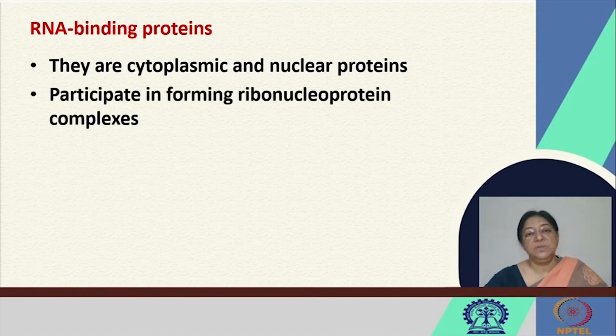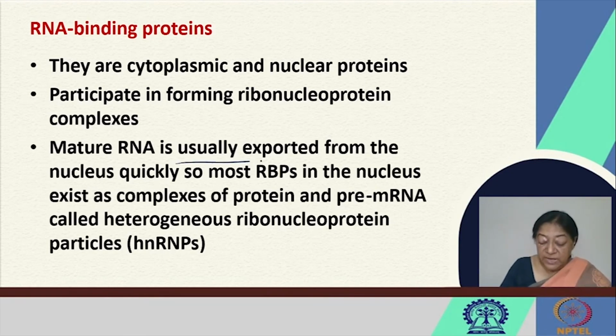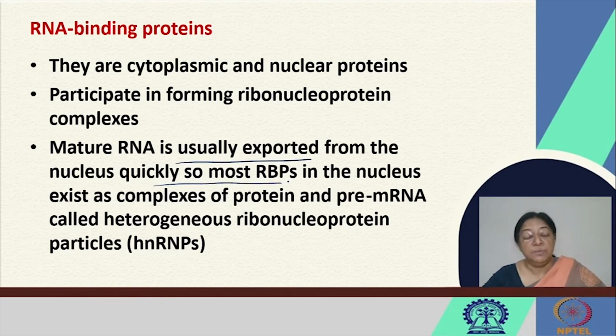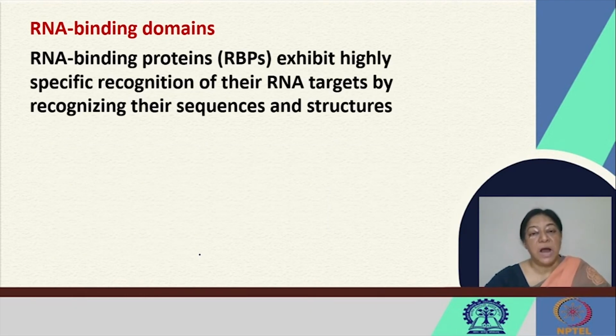They also participate in the forming of ribonucleoprotein complexes, and mature RNA is usually exported from the nucleus very quickly, so that the RNA binding proteins in the nucleus that exist as complexes of the protein and pre-mRNA are called heterogeneous ribonucleoprotein particles, or hnRNPs. So this mature RNA that is present now has to be exported, and the process involves the binding with several types of proteins. In the RNA binding domains, we have the RBPs.